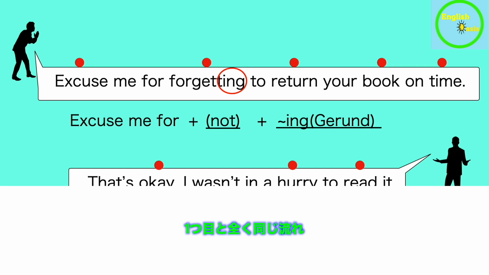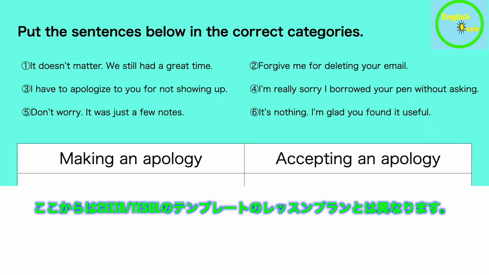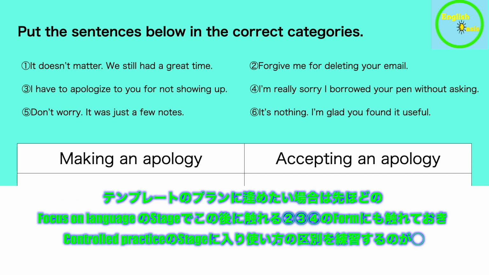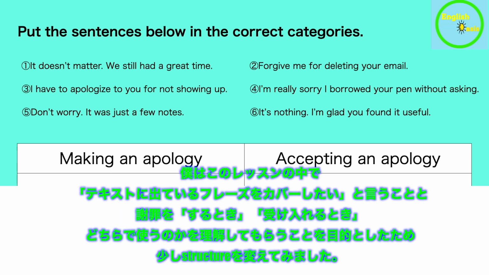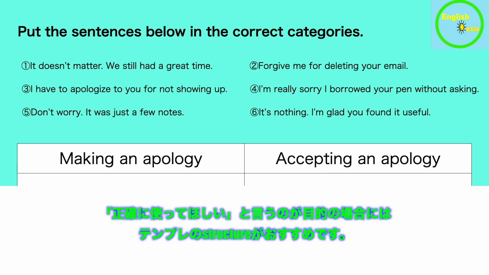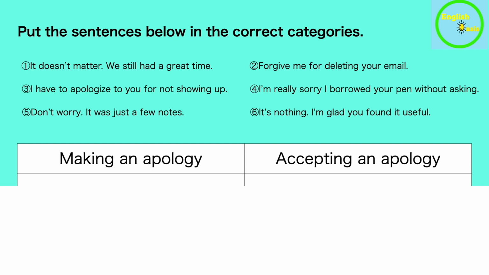Okay, great job everyone. So then, let's learn more sentences together. Today's first activity. Please put the sentences below in the correct categories. Now, there are two categories. First, making an apology. Second, accepting an apology. Each category has 3 answers, not only one. So please choose 3 for each. I'll give you 3 minutes to do it.